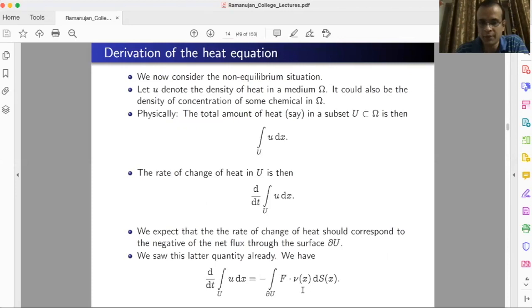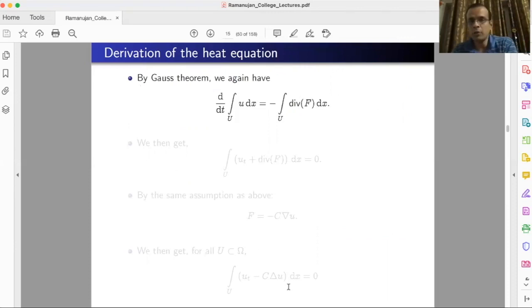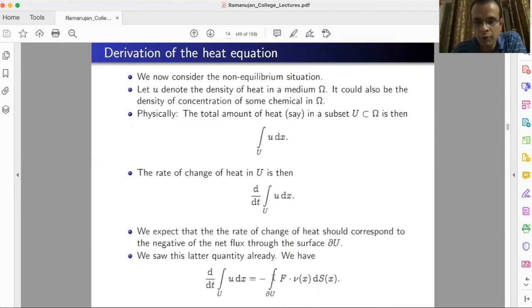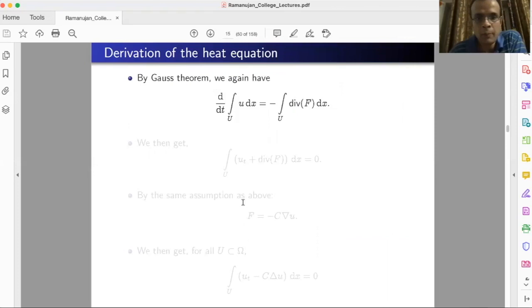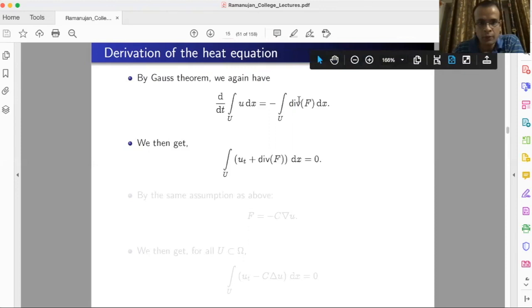Okay, so now put the derivative inside, and transform the integral over dU using Gauss theorem, and let's see what we get. By Gauss theorem, this quantity F dot nu dS of x can be written in terms of an integral over U. And so we get that the integral of the integrand, du by dt, is equal to the negative of the integral of the divergence of F. Now put this to the other side, and we get that ut plus divergence of F, integrated dx, is equal to zero, for any subset U contained in omega.